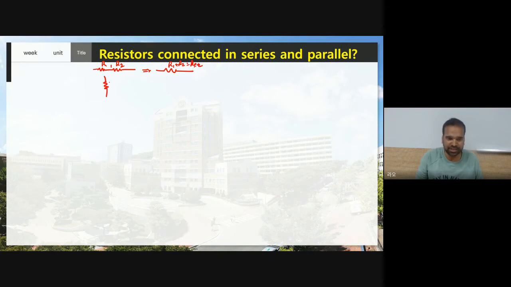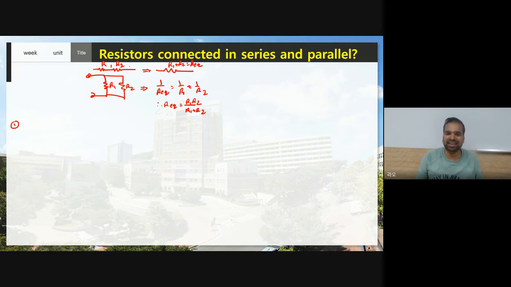Suppose two resistors are connected in parallel, here the same resistors R1 and R2. In order to find R equivalent, I told you we have one formula: 1 by R equivalent equals 1 by R1 plus 1 by R2. Therefore, if you solve this, R equivalent equals R1 R2 by R1 plus R2. Now by using these two equations, we are going to solve a few problems.